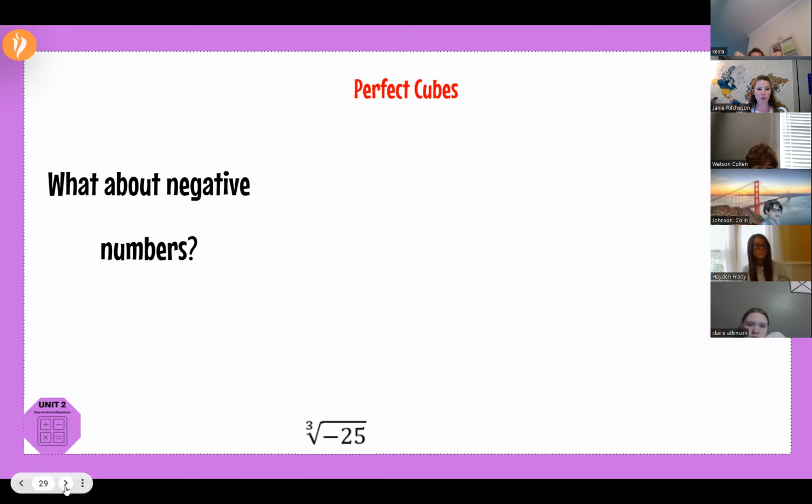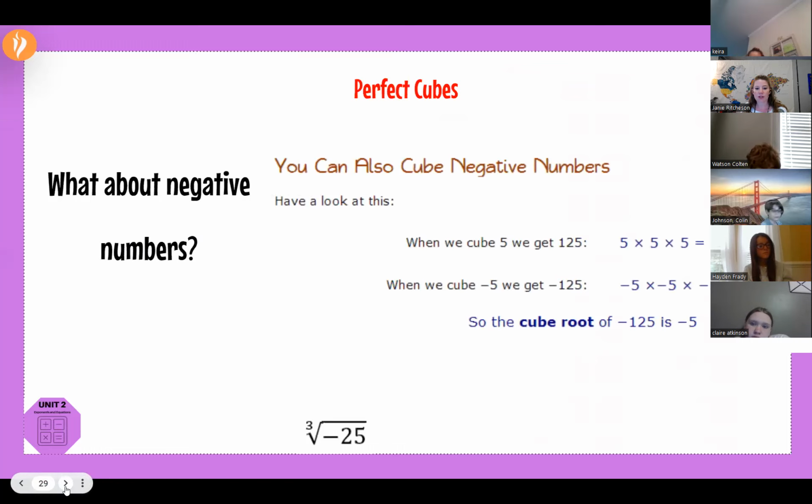All right, so one thing that I would definitely want to talk to you about is that you cannot have the square root of a negative number, but a negative cubed root is a real number, because if we multiply -5 together 3 times, we actually get a negative answer, right? -5 times -5 times -5 is -125. So the cubed root of -125 is -5, and that's a real answer, okay?